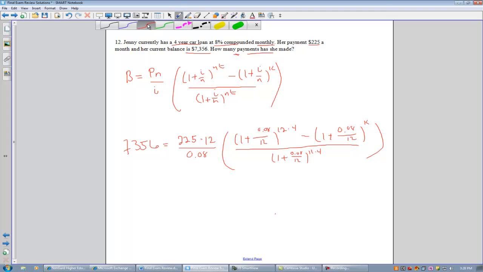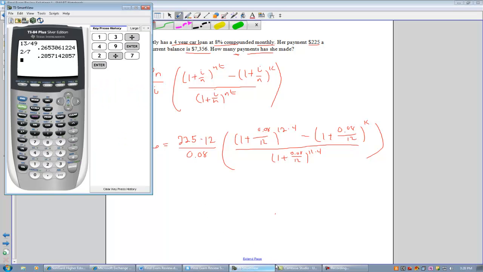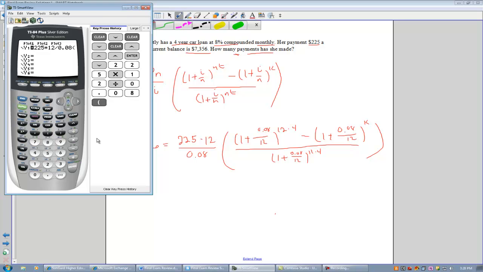To solve this equation, what I need to do is graph the right side, graph the left side, and then intersect. So I take out my calculator, and I'm going to plug this in. So I have y equals. I'm going to clear out all this stuff because this is from an old problem, and I want to turn off my plot. You see my plots highlighted, so turn that off. And then I need to plug in this 7,356. Actually, I'll plug that into y2. First I'll graph the right-hand side. So I'll do 225 times 12 divided by 0.08. And then I'll do a left parenthesis.